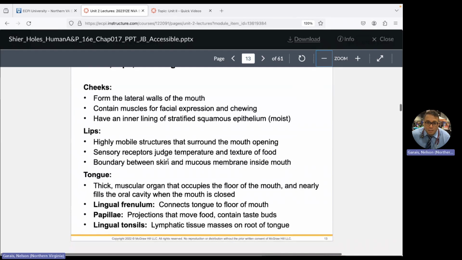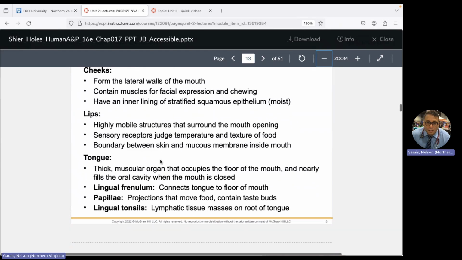Cheeks, facial expression, nice. Lips, already stated that. Your tongue is not only for the taste, which is sensory, it's also mechanical breakdown. Your tongue is a relatively large muscle. It's going to smash food up into your hard palate and then stroke the food into your soft palate so that your uvula can direct it down into your esophagus.